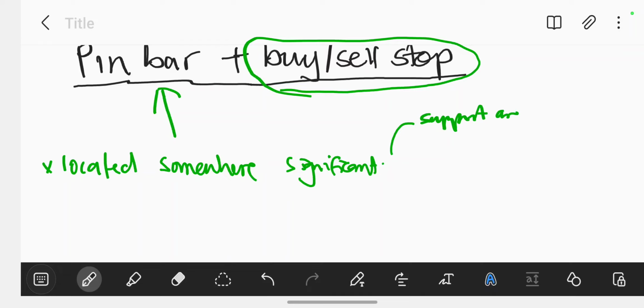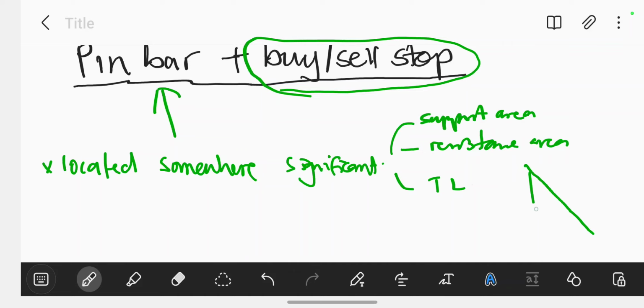So significant areas can be our support area, resistance area, or trend line. For a trend line, let's say we're going down and looking to sell. The price has been doing this and this, and then it comes here and gives us a pin bar, we can sell.